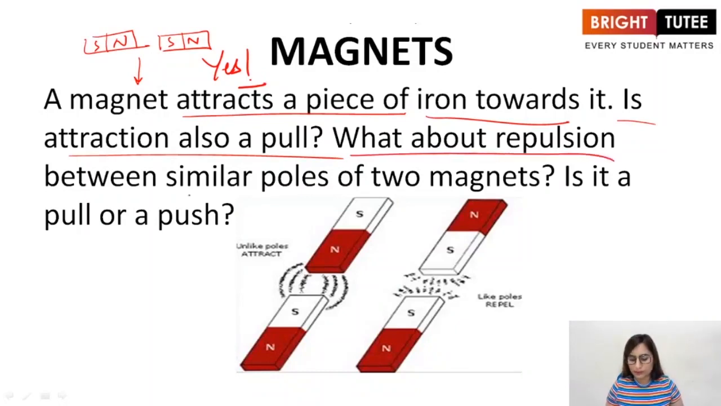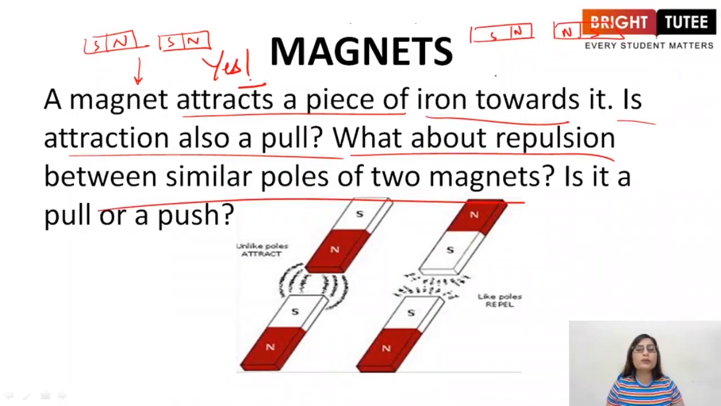Now what about repulsion between similar poles of 2 magnets? For example, you have put 2 magnets closer to each other with similar poles on the sides. Right? Now what will happen? They will repel each other. Repulsion will happen. They will push each other away. Is it a kind of a push or a pull? It is a push and attraction is a pull.